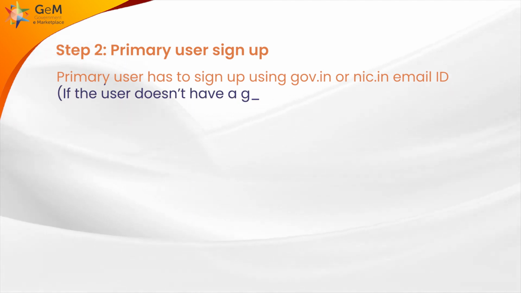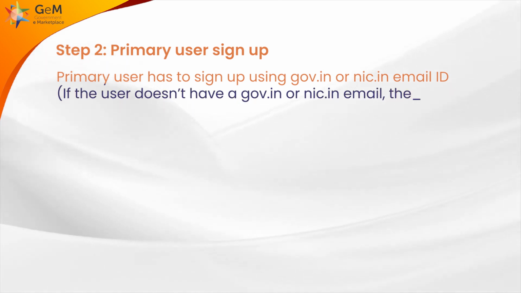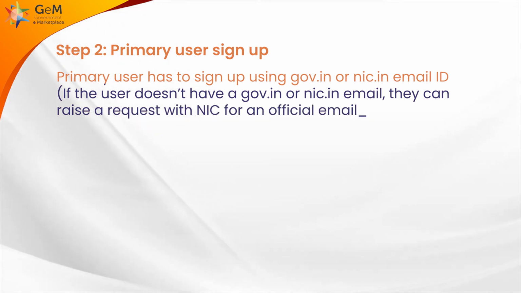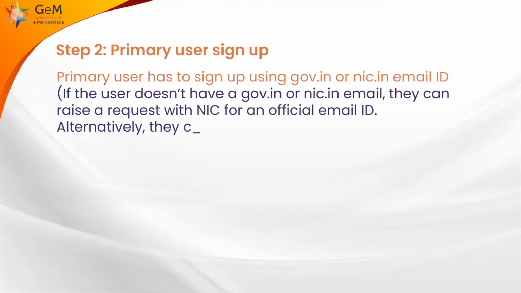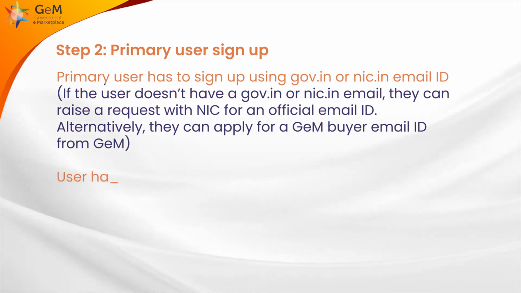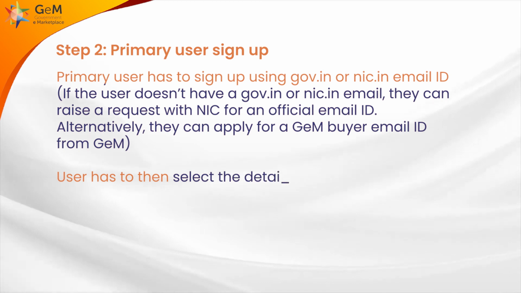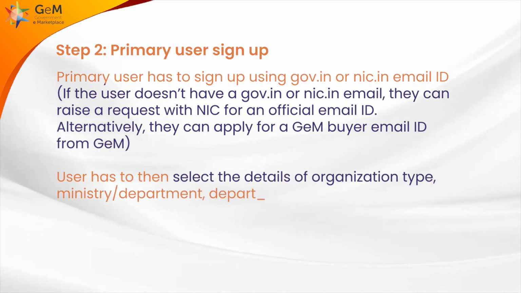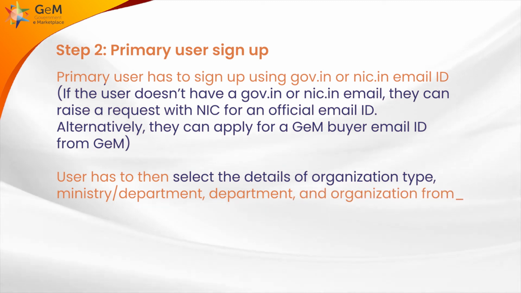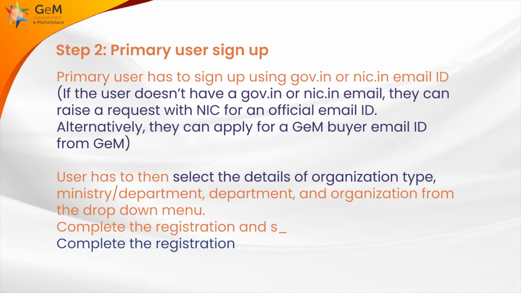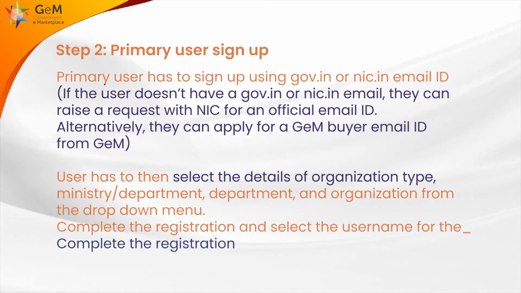If the user doesn't have a gov.in or nic.in email, they can raise a request with NIC for an official email ID. Alternatively, they can apply for a GEM buyer email ID from GEM. User has to then select the details of organization type, ministry or department, and organization from the drop-down menu. Complete the registration and select the username for the account.